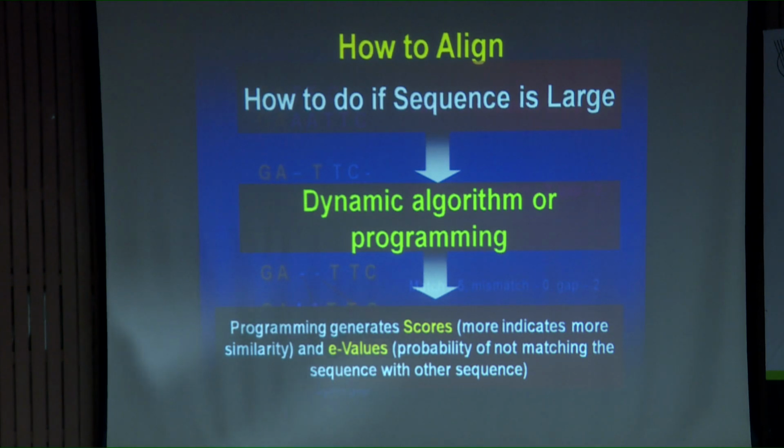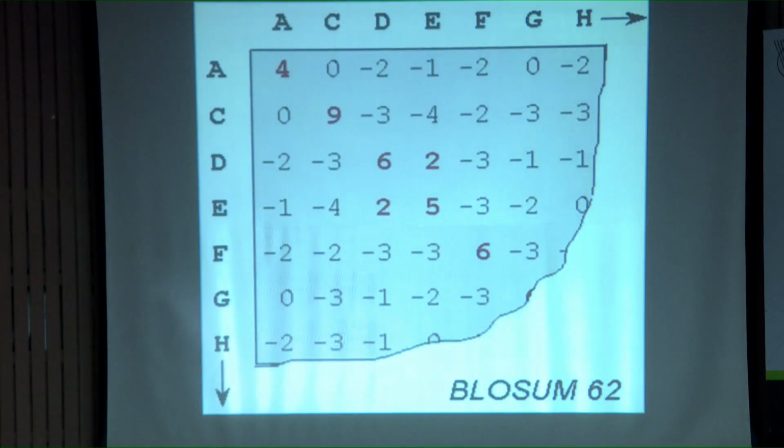When we do the practical, we will see that if the E value is 10 to the power minus 3, that means the probability of not matching the sequence is 0.0001. So, if the probability of not matching is 0.0001, the probability of matching is 99.9999. Okay. So, the 2 sequences are highly similar. So, high score value and low E value means 2 sequences are highly similar or identical to each other.